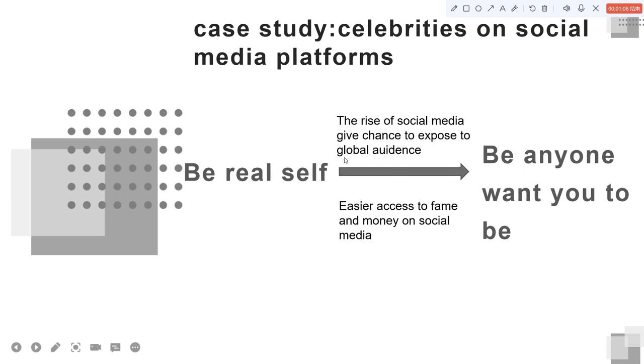So I would say the social media has changed people's values from being their real selves to being anyone you want to be. You are not your real self, but you are trying to be what people want you to be. The two main factors behind this change are the rise of social media, which gives people the chance to be exposed to a global audience, and the easier access to fame and money on social media. So people seek fame and money, and they change their human values, to be what people want them to be.